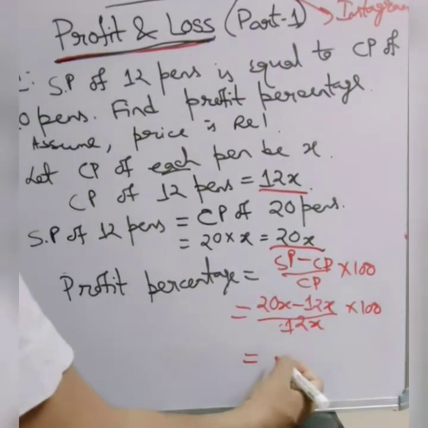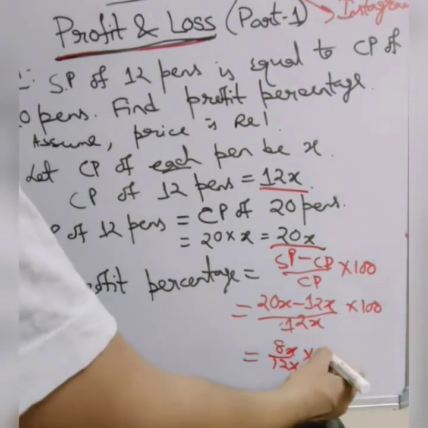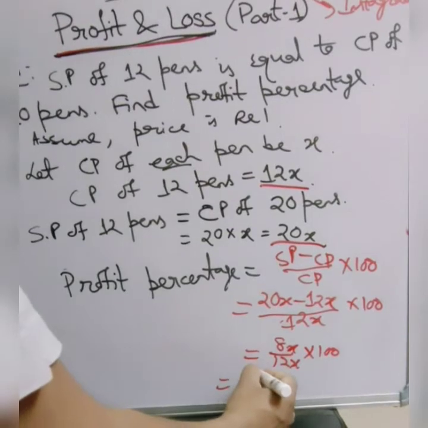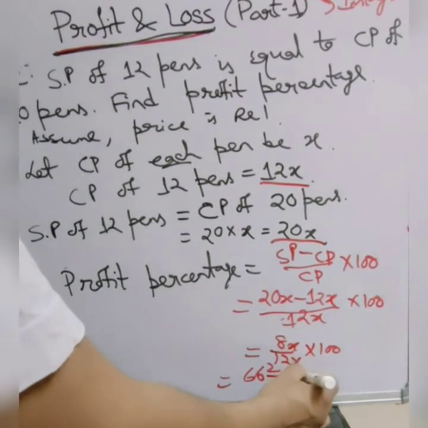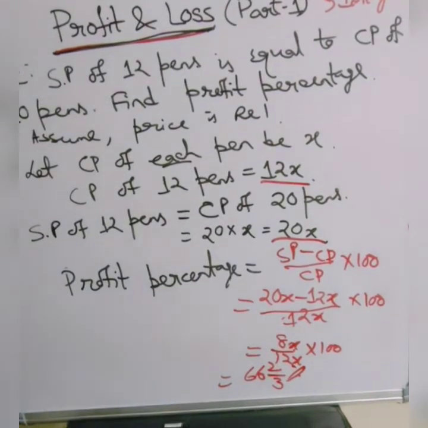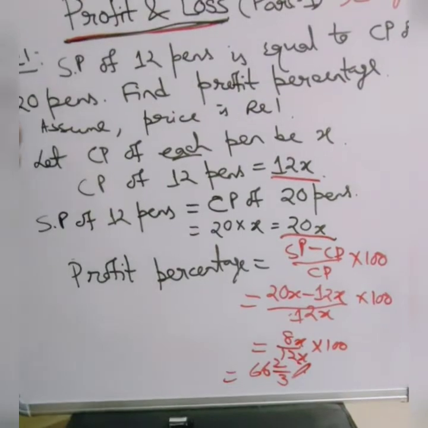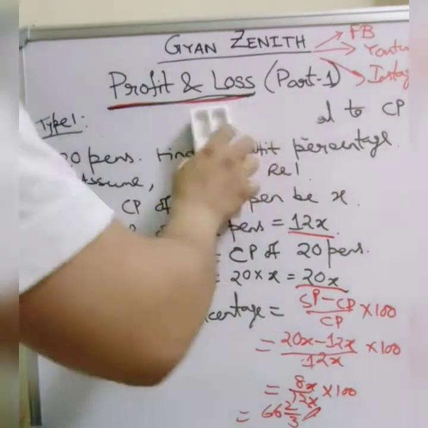So what is the answer? It will be 8X by 12X into 100. So the answer is 66 2 by 3 percent. So this is the answer. Fine. So this is one of the types. So we'll go forward.